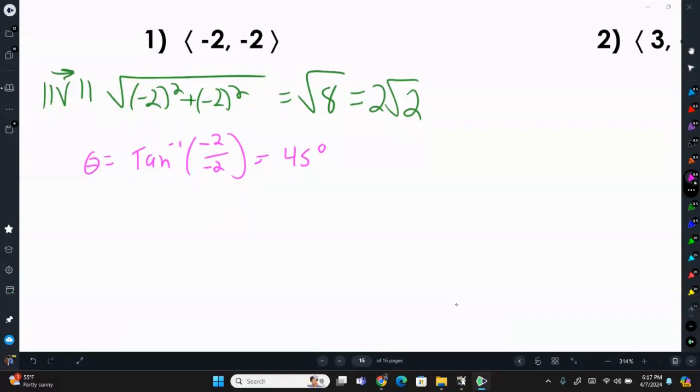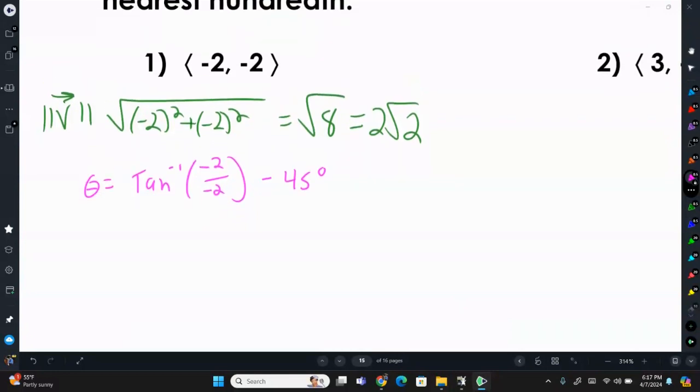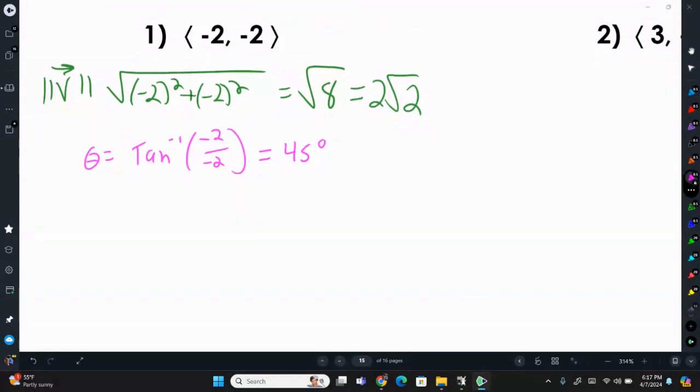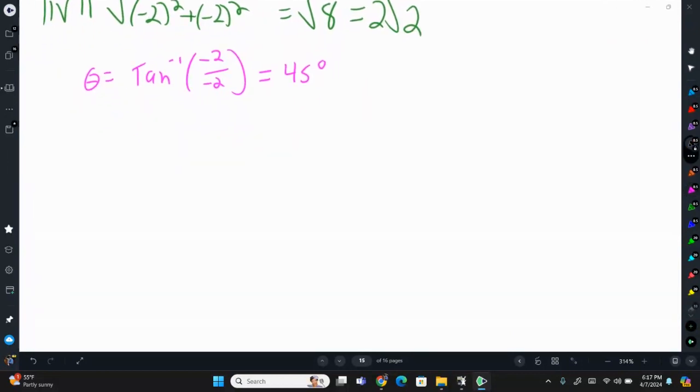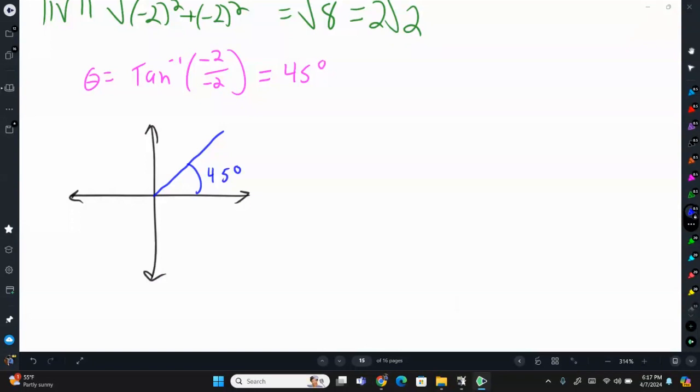Now 45 is not our angle. Remember that when we do the inverse tangent or inverse trig function, that gives us a reference angle, and we have to figure out what quadrant that is in. So if we draw a quick diagram here, here's our coordinate plane. And yes, the inverse tangent of -2 over -2 is 45 degrees, but we need to be in quadrant number 3.